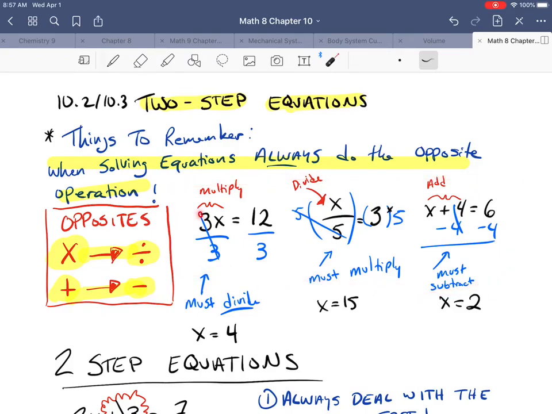So last time we looked at 3x, which means 3 times x. So we need to do the opposite here. We need to divide by 3 on each side of the equal sign and bam that out to get our answer, which is 4.